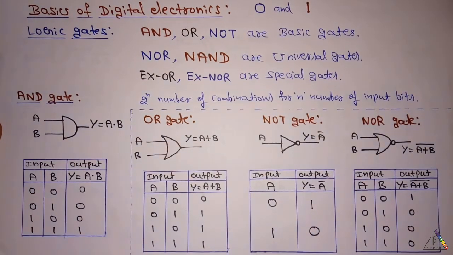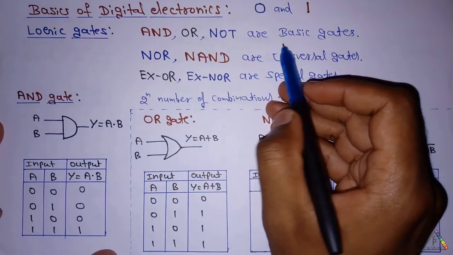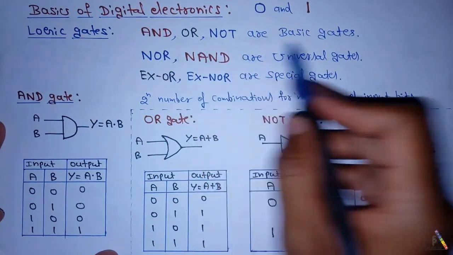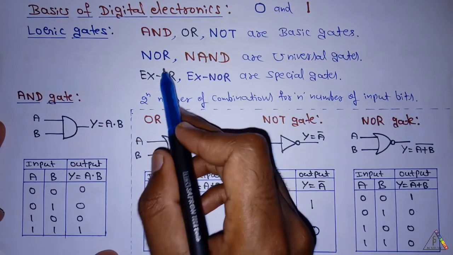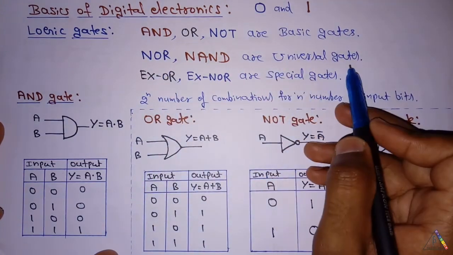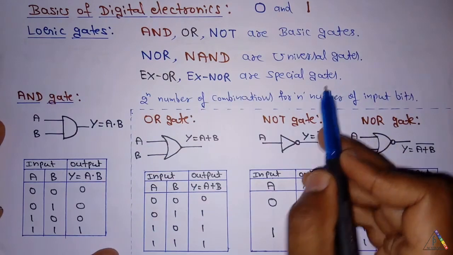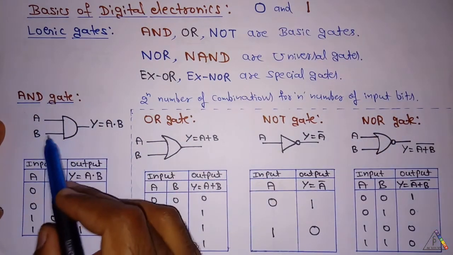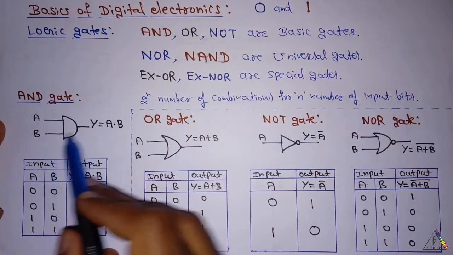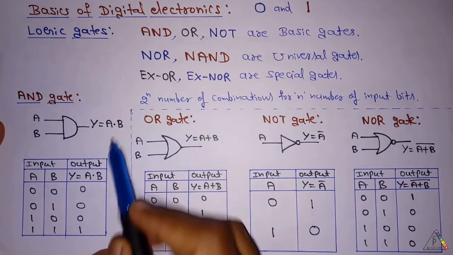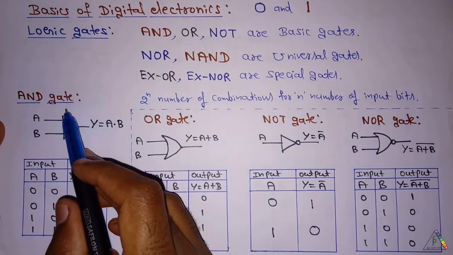Next, we will see the basics of digital electronics, which deals with the digits 0 and 1. The AND, OR and NOT gates are the basic gates. The NOR and NAND gates are called the universal gates, and the XOR and XNOR are called the special gates. For the AND gate, with the two inputs A, B, the output Y will be equal to A dot B. This is the truth table of the AND gate.